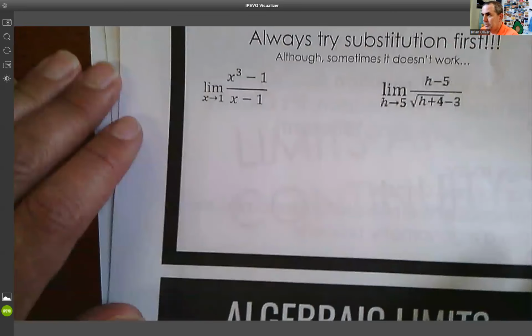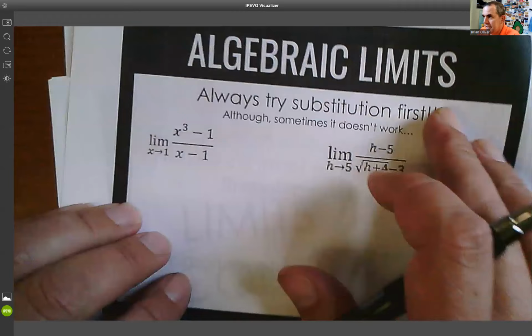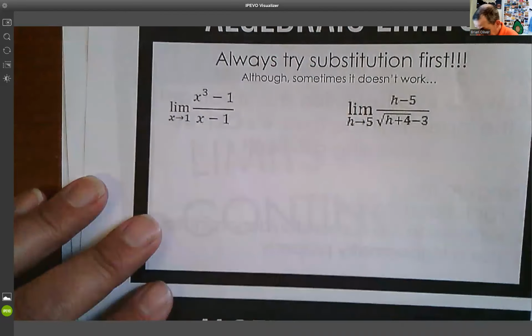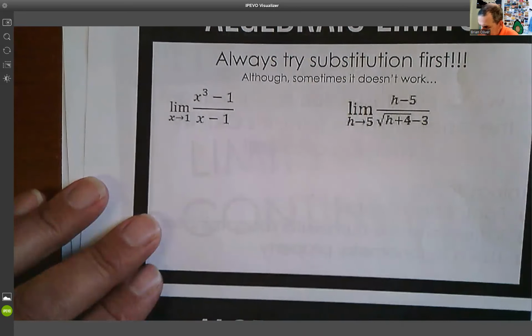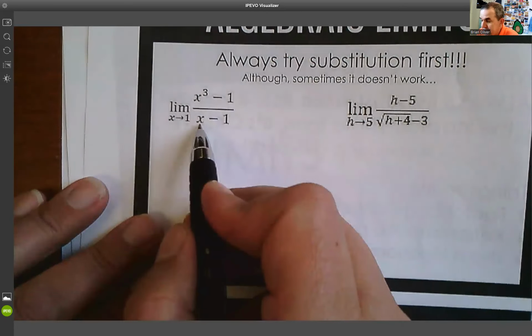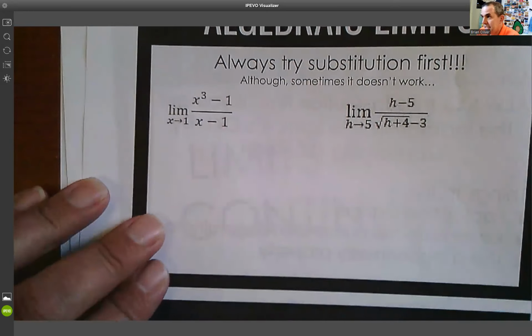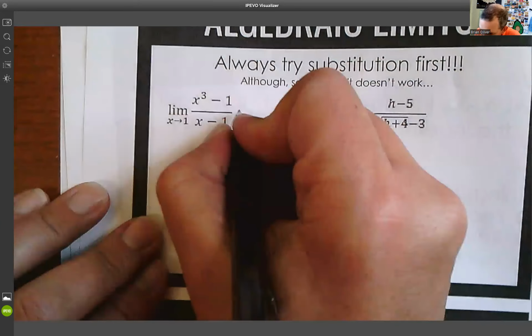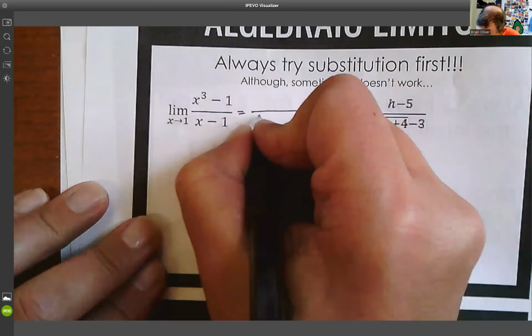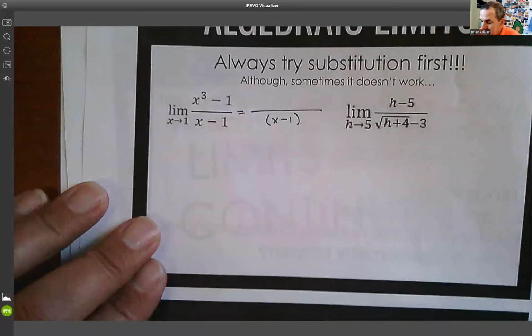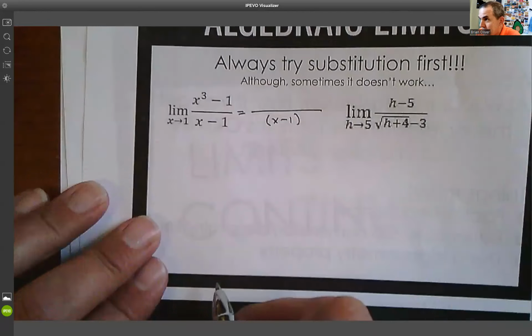But occasionally, you're going to get problems that don't simplify. What I mean is, if I substitute on this one and plug a 1 into this denominator, I'm going to get a 0 down below. I'm actually getting a 0 up above too. So I need to do some factoring. The way these are designed, typically, the expression up top is going to factor where you're able to take out an x minus 1.